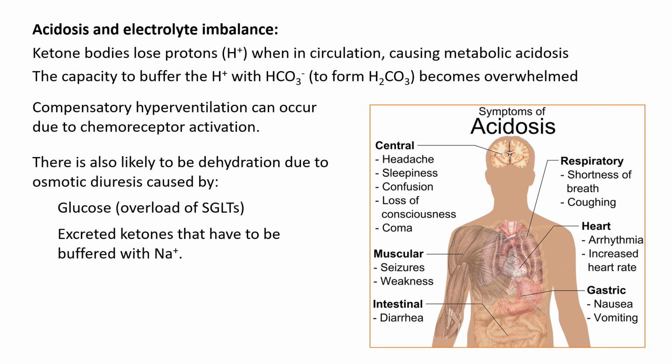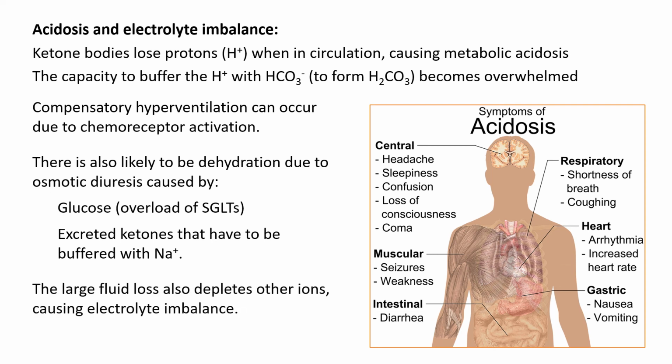Excreted ketones have an effect here too. When they are excreted, they have to be buffered with sodium, Na+. And of course, this is also going to draw water into the renal tubules, giving us even more osmotic diuresis and causing even more dehydration. The large fluid loss also depletes other ions. So we can get all sorts of electrolyte imbalances going on.